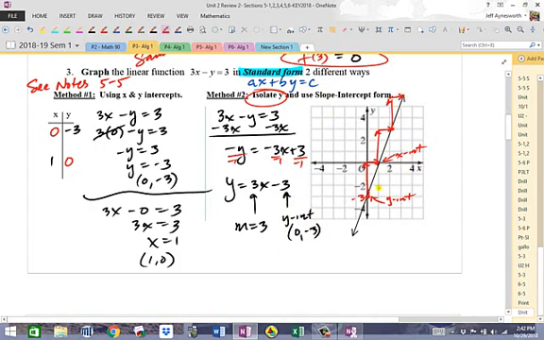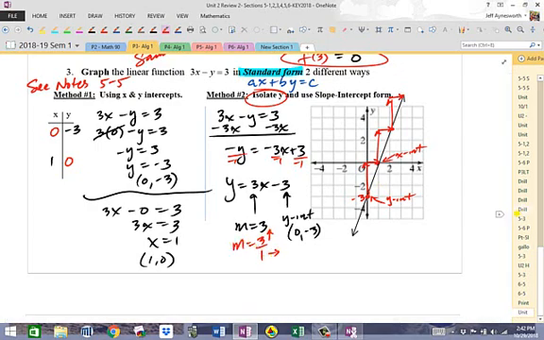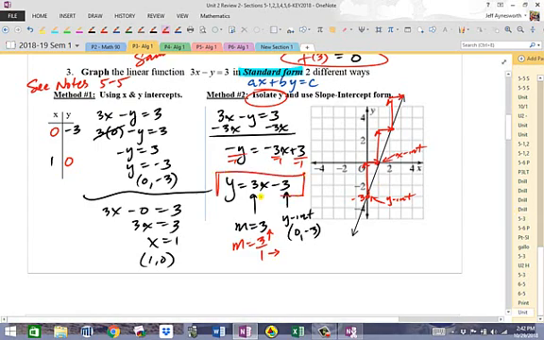Okay, use the slope. Remember, the slope of 3 is 3 over 1. That means up 3, right 1. So this function here backs up with what I said over here when you get your x-intercept and y-intercept. Y-intercept here, x-intercept here. All right. That's section 5.5 in your notes, by the way.